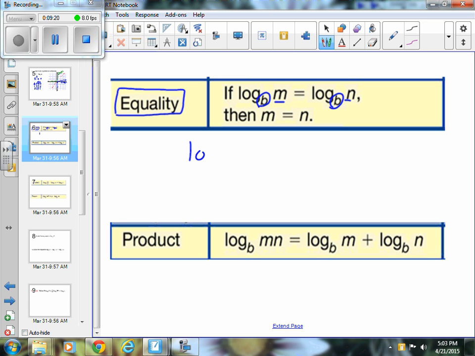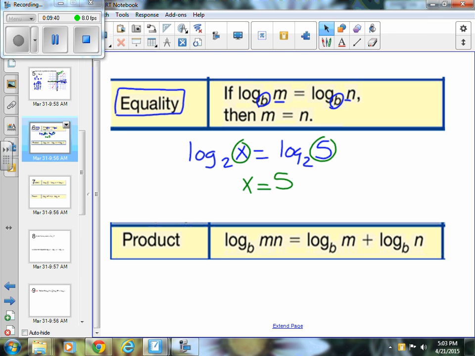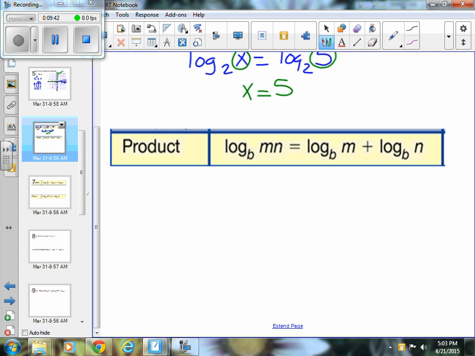So I'm going to go ahead and give you an example. So log base 2 of x equals log base 2 of 5. If this was a statement that you were to see, the bases are the same, they're both 2, the logs are equal, so what must be true? Well, the stuff on the inside then would have to be equal as well. So that value of x would have to be 5. It's a great way to be able to solve and put things together. So we'll use the equality property a lot.